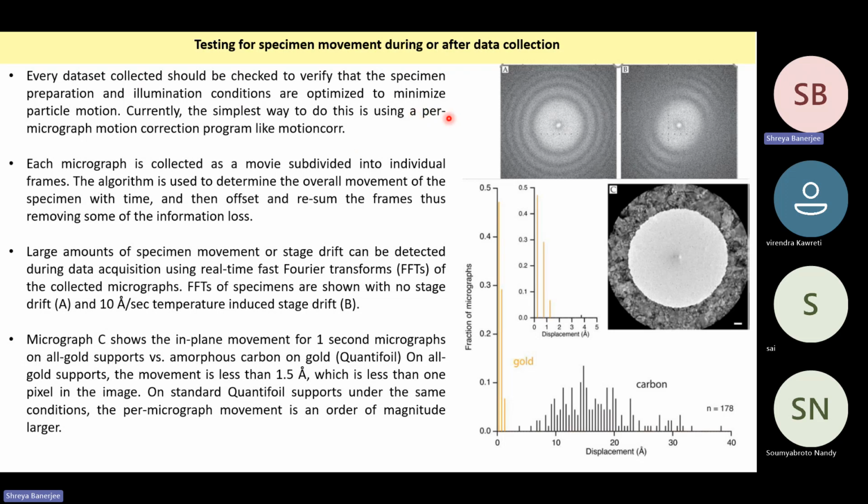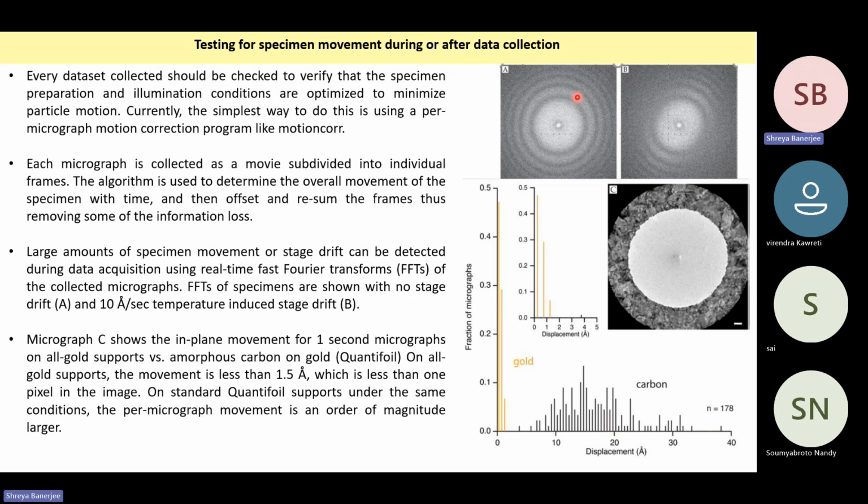Currently, the simplest way to do that is using a per micrograph motion correction program like MotionCor. So this is a software that you can use, MotionCor. It will optimize each projection so that the final image obtained is of the highest resolution. So each micrograph collected, that is each projection collected, you can imagine it as a movie subdivided into individual frames. What the software will do, it will ensure that the dynamism of the particle is minimized, and it will calculate and recalculate to optimize the image, and the dynamism of the particle will be minimized to give the best resolution.